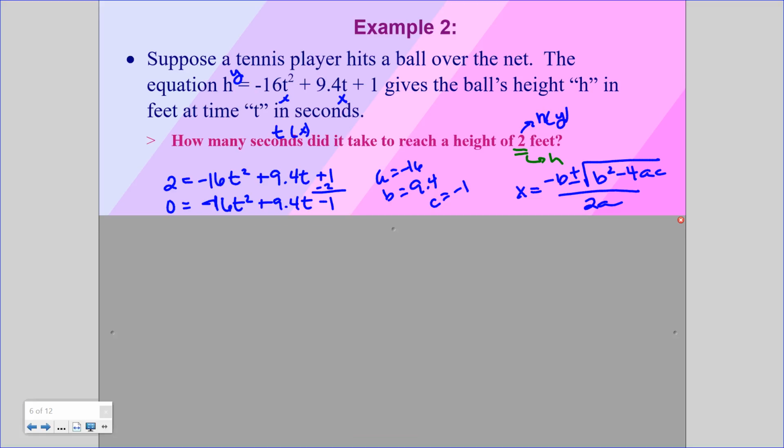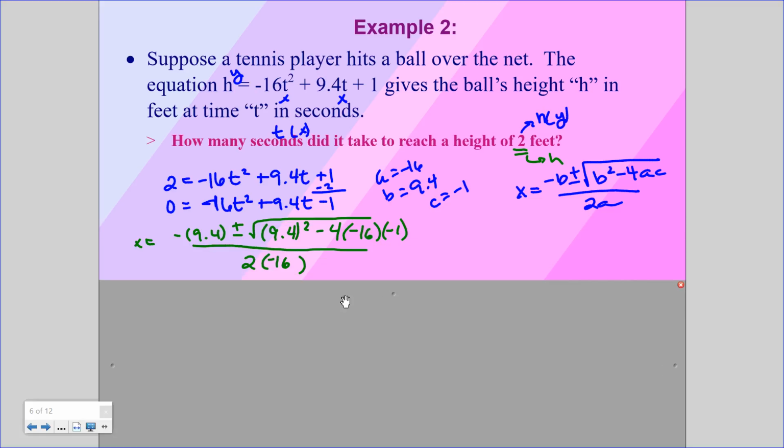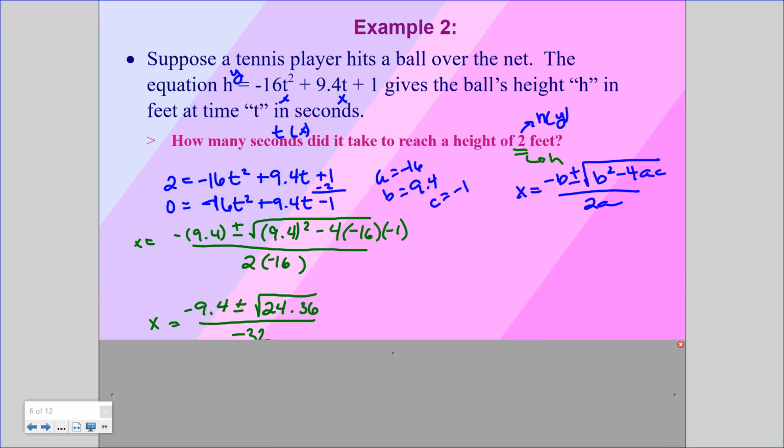Substitute into your quadratic formula, using parentheses carefully with negative signs. And from here, you'll simplify your 3 chunks to show your work. If you need to use your calculator for your discriminant, that portion under the radical, that's fine. So your chunk should simplify to negative 9.4 plus or minus the square root of 24.36 over negative 32.